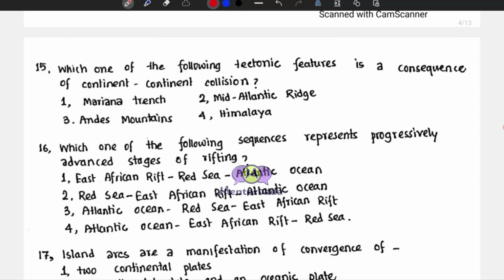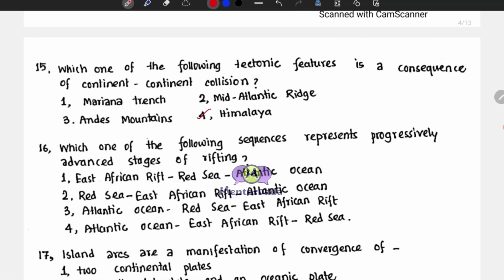And if you consider Andes Mountain, so Andes Mountain is the collision between a continent and an oceanic part. Okay, and Andes Mountain is forming at the collisional boundary between American plate and the Nazca plate. So Andes Mountain will not be your answer. And option number 4 is Himalaya, and this is the collision between Indian plate and Eurasian plate, and this is a continent-continent collision. Okay, so option number 4 will be your correct answer.